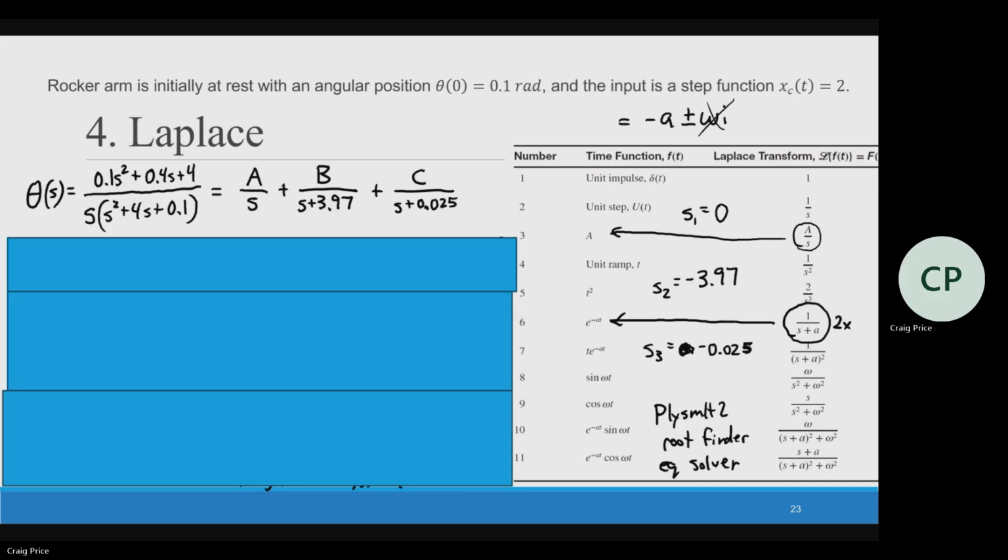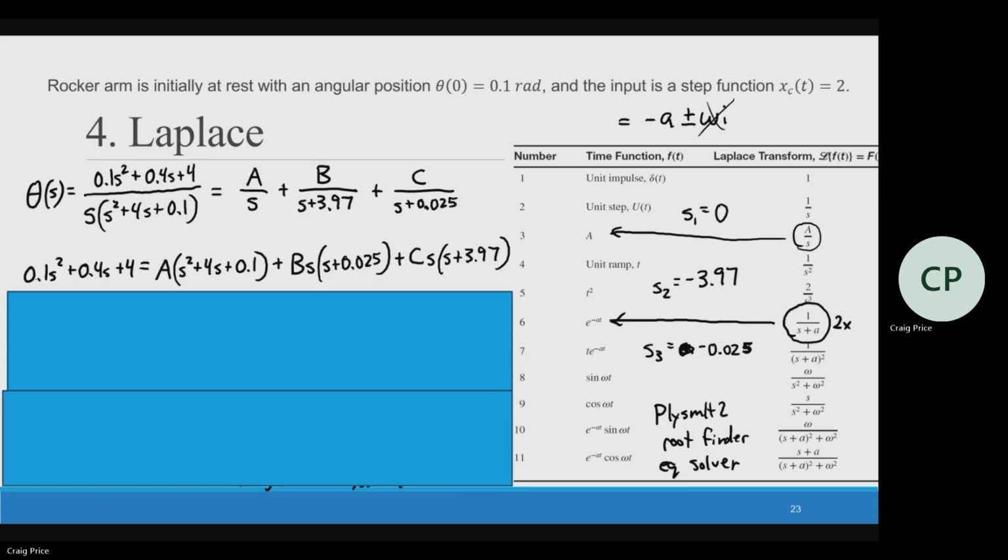Well, like I said, our goal is to find these three constants, but I need to have a same common denominator. A is missing that whole polynomial. So we're going to multiply A by the polynomial. To match the same denominator, B has to be multiplied by S and the other part of the root, which is S plus 0.025. And then similar for C.